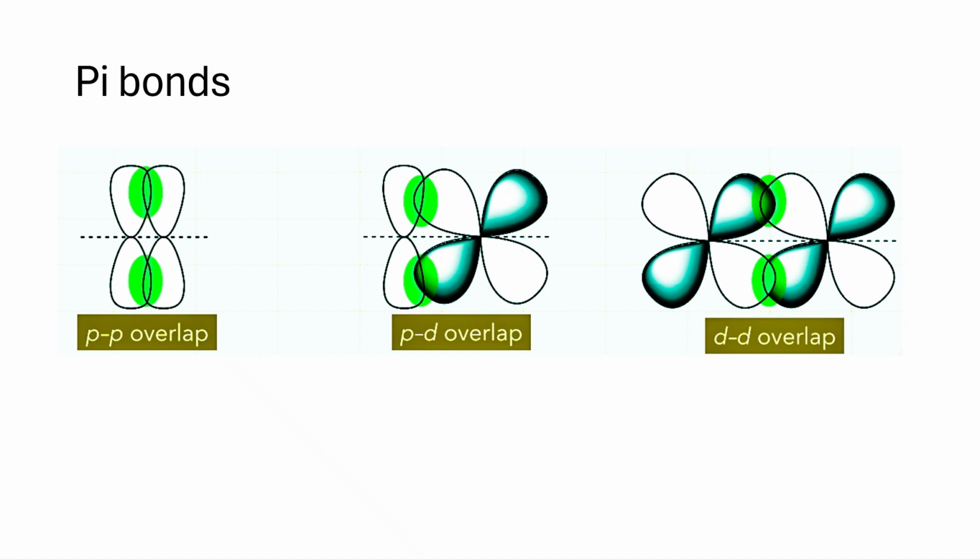Now, let's look at pi bonds. A pi bond is formed via the side-on overlap of unhybridized p or d orbitals. This results in a high electron density above and below the internuclear axis with zero electron density along the internuclear axis itself.